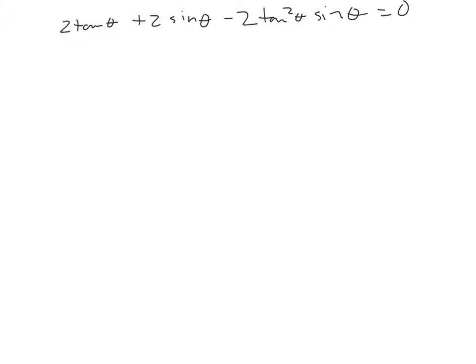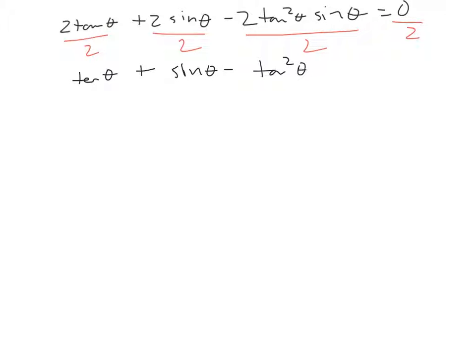Alright, here's an interesting trig equation. First thing I notice about this one is that each term has a 2 in it, and so I'm going to divide everything by 2. Got to divide this one by 2 as well. So that would give me tan theta plus 2, I'm dividing, plus sine theta minus tan squared theta sine theta equals 0.